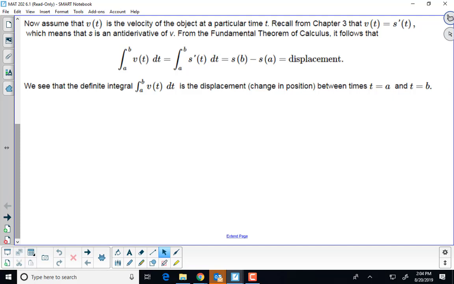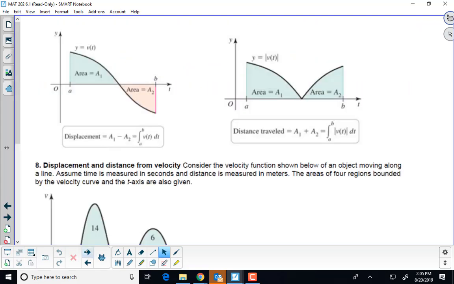Now, if we wanted distance traveled, we would have to make an adjustment here. If we want distance traveled, we would integrate speed as opposed to velocity, because velocity can be negative, but speed is always non-negative. So if we integrate speed, we will get distance traveled. The next slide will show us an illustration of that.